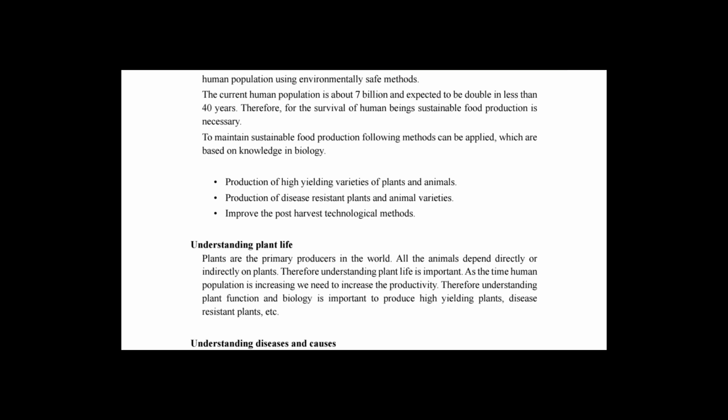Next, the production of disease resistant plants and animals. In agriculture, when they harvest, if a disease comes to one plant, it will spread all over and spoil all the plants. To avoid that, they give us the idea to produce disease resistant plant and animal varieties.